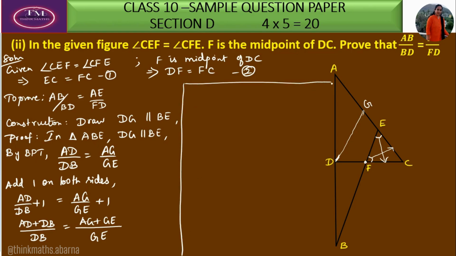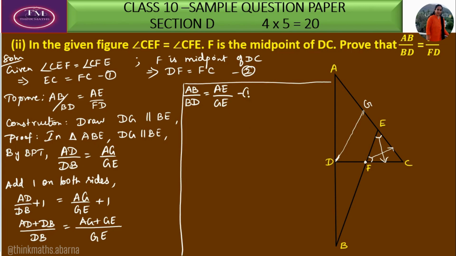So what will happen? AD plus DB is equal to AB. So AB by, we have written DB. Instead of DB, we can write BD. Both are same. So AB by BD is equal to AG plus G is equal to AE. So we have AE here. We got that. So AE divided by GE. So now the only thing is GE should be changed to FD.